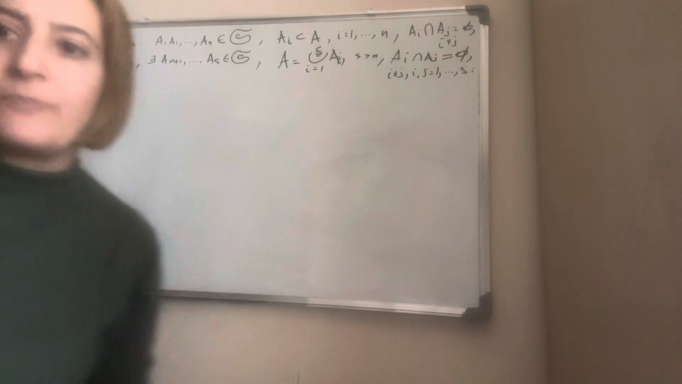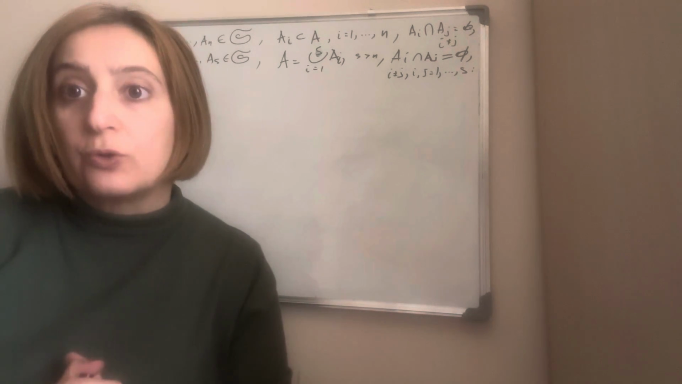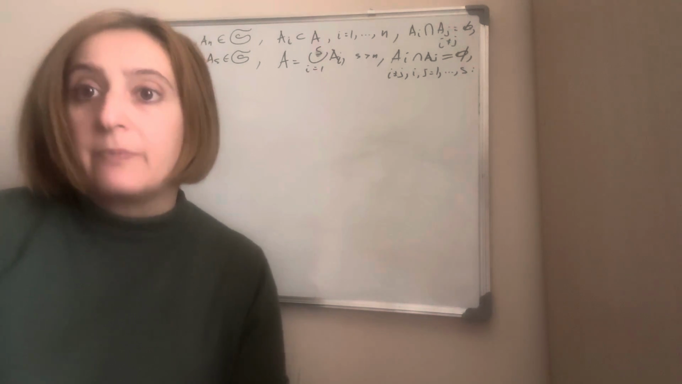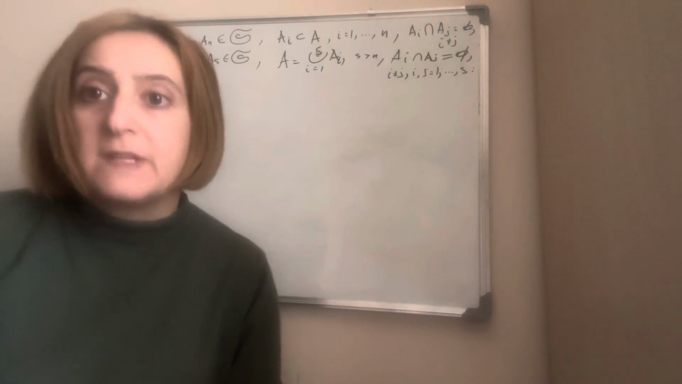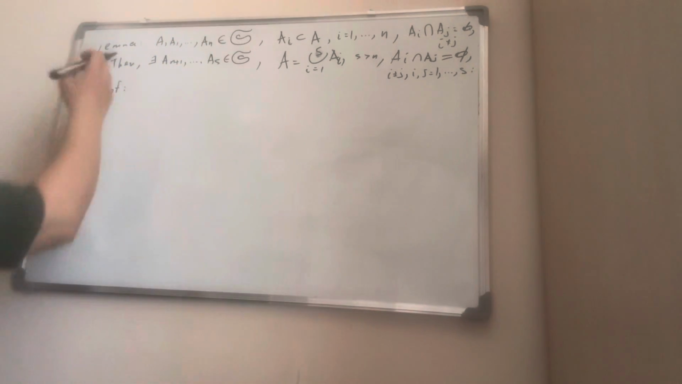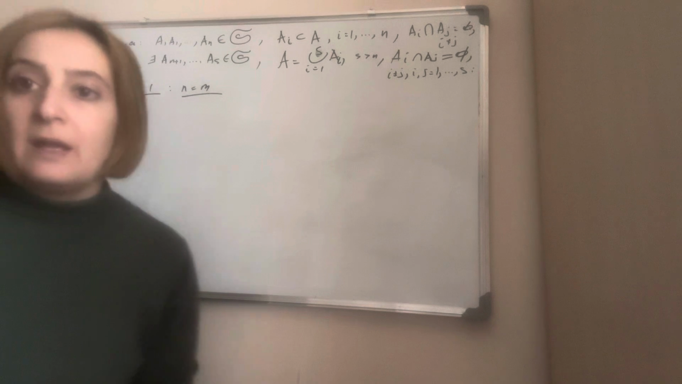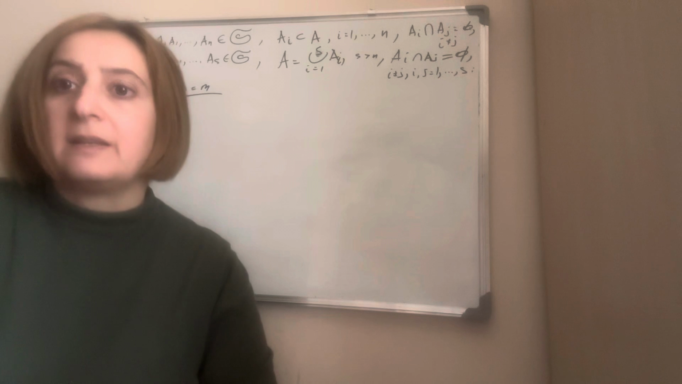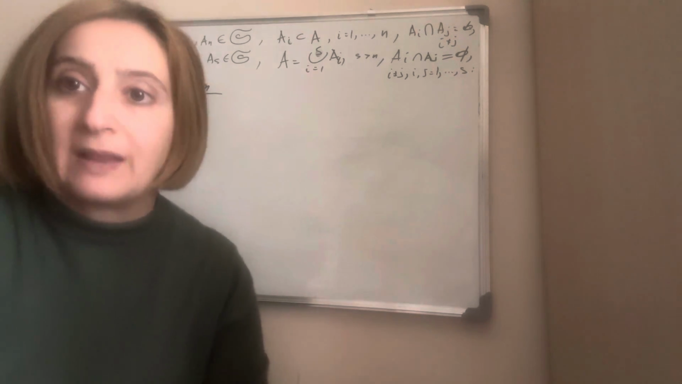We will prove this lemma by induction. So for the case when n equals 1, the lemma follows from the definition of the semiring. So the case n equals 1 is clear. If n equals m, we assume that the claim is true. And now let's show that the claim is true also when n equals m plus 1.